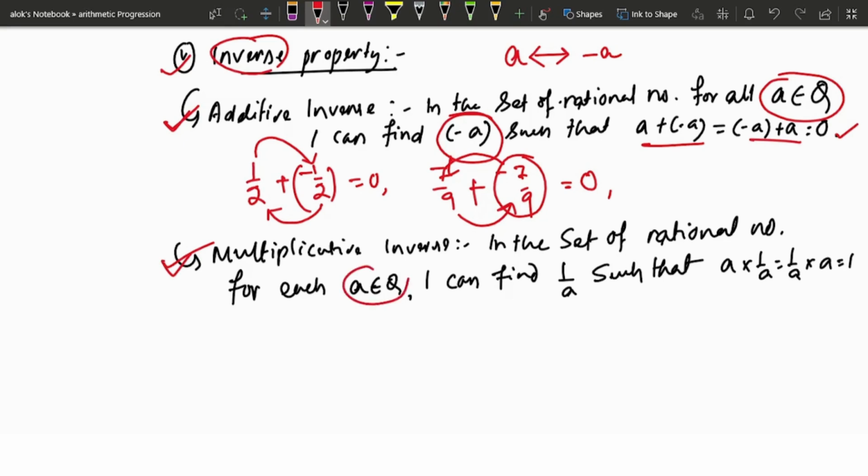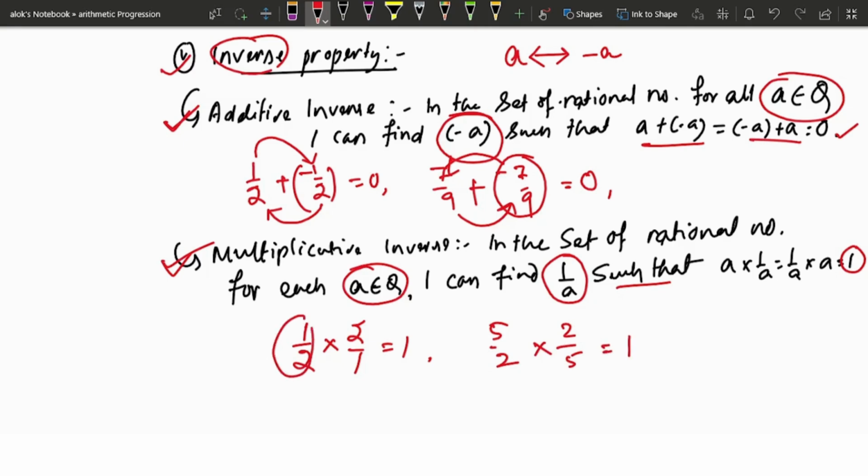Similarly for the multiplication case, for each rational number a, I can get a rational number like 1 upon a such that their product gives 1. For example, for 1 by 2 I can get 2 upon 1, their multiplication gives 1. Or for 5 by 2 I can get 2 upon 5 such that their multiplication gives 1. So here also I can say 1 upon 2 is the multiplicative inverse of 2 upon 1 and 2 upon 1 is the multiplicative inverse of 1 upon 2. Similarly 5 by 2 is the inverse of 2 by 5 and 2 by 5 is the multiplicative inverse of 5 by 2.